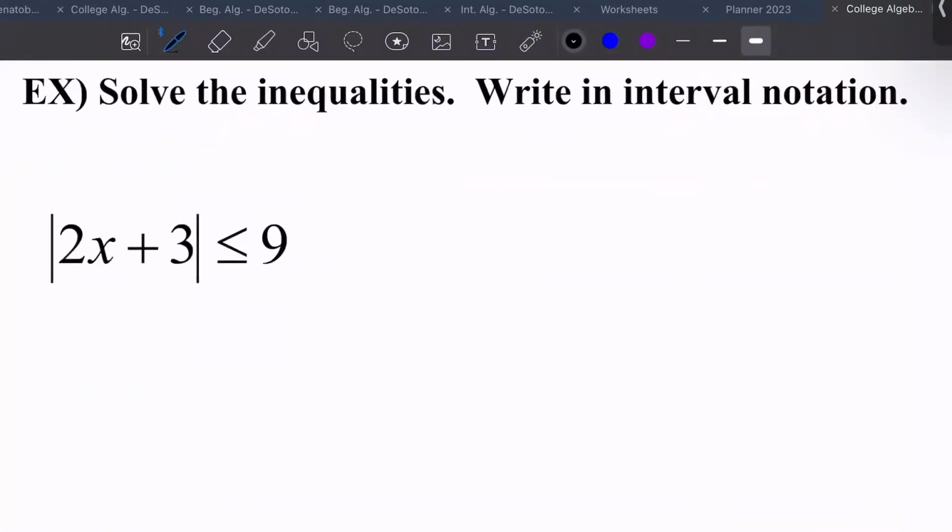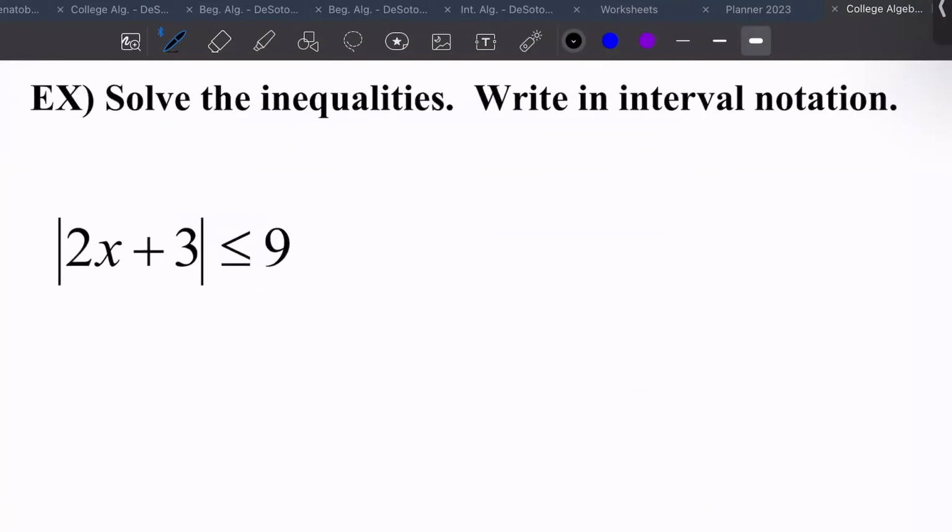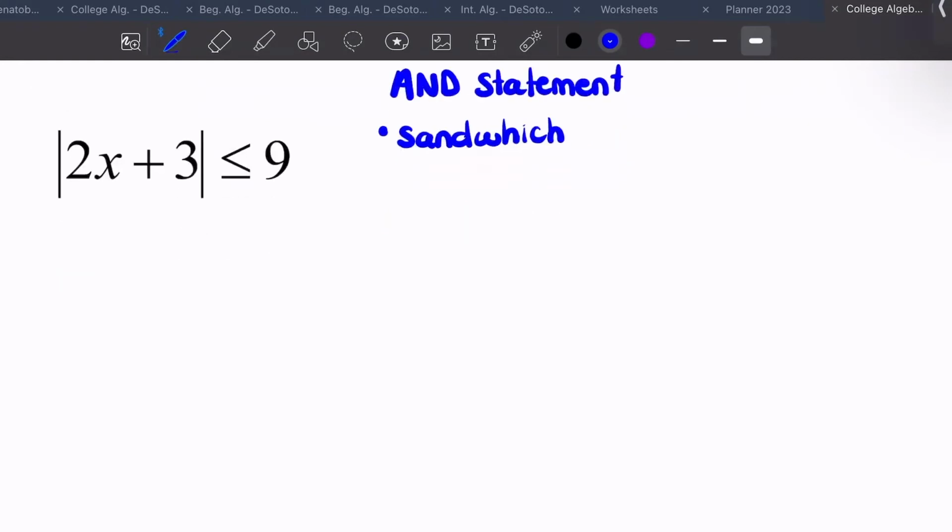All right, so let's work one and let's see what I mean. All right, we have the absolute value of 2x plus 3 is less than or equal to 9. So the first thing that we need to figure out is: is this an and or an or statement? Okay, and this would be less than. So this is an and statement. Okay, and statements mean sandwich. So we're going to sandwich this in between two values and then solve it.